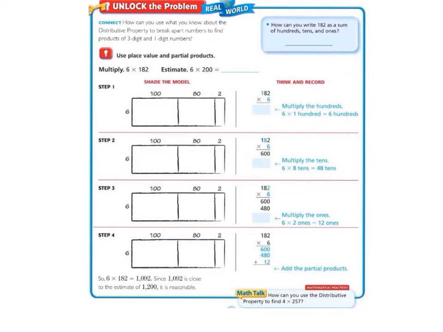Alright, fourth graders, today's Unlock the Problem should look very similar to last night's Unlock the Problem. We're going to be multiplying by breaking down our factors into their individual parts. It says, what can you know about the distributive property to break apart numbers to multiply a three-digit number and a one-digit number? We did this yesterday in our last lesson where we broke it down into each place value. So our first question says, how can we break down the value 182 as a sum of its ones, tens, and hundreds?